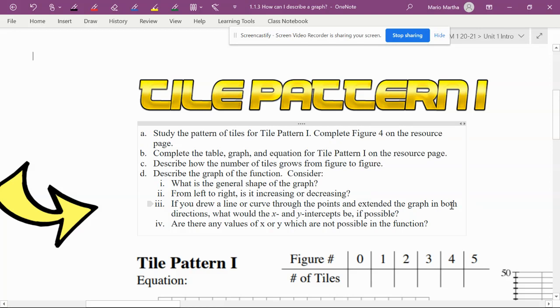The x- and y-intercepts are where the graph crosses the x- and y-axis. That's what an x- or y-intercept is. Where does it cross the x- or the y-axis? And are there any values of x or y which are not possible for the function? Here we're looking for values like if you divide by 0, that is undefined. So that is a value that we cannot use.